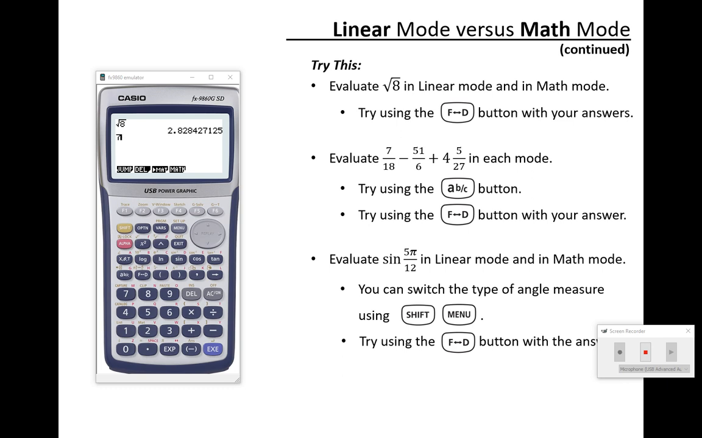Sine 5 pi over 12. Okay, let me just type that in. First, let's make sure we're in radians. Go Shift, Setup, and if you look down at angle, you can go down to angle and arrow way down. And you get 3 options, degrees, radians, and gradians, whatever that is. But for us, degrees or radians. Mine's already in radian mode, so I'm quite happy there. But you might have to switch yours over. And then to leave that menu, press Exit.